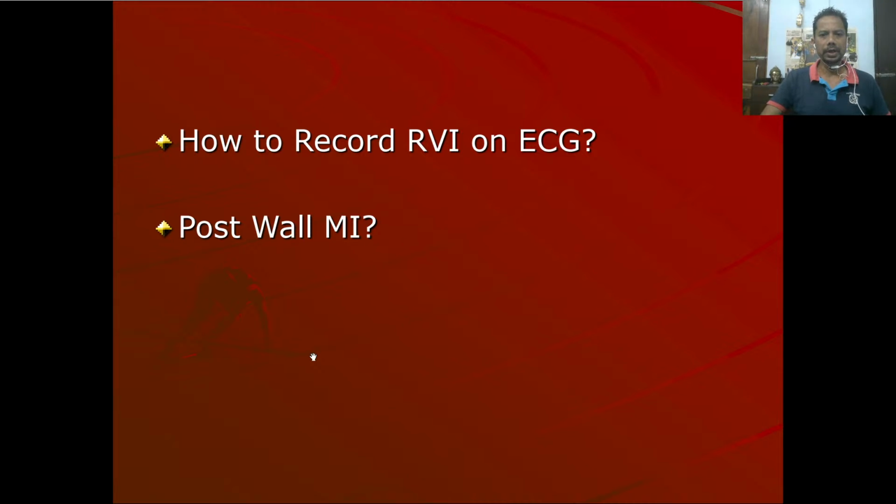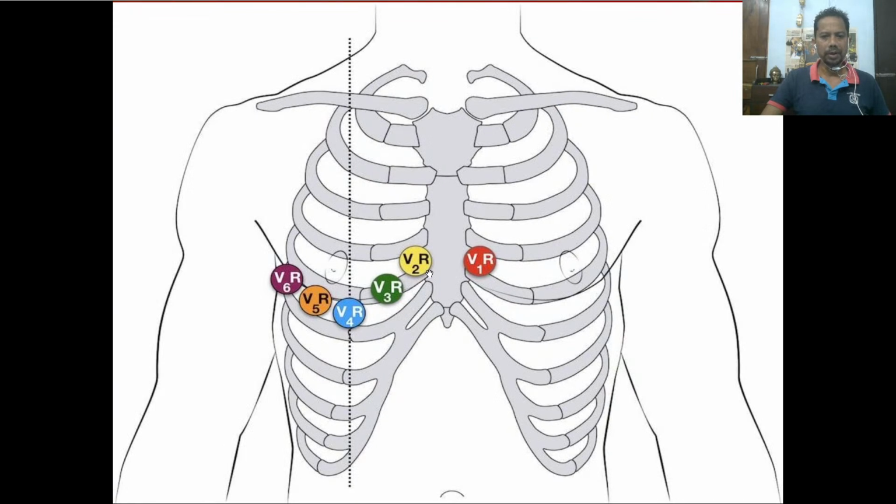So how to record an ECG? How to record RVMI, posterior wall MI? I've already told you. You have to place the leads on the right side. Heart is out here. To record the right ventricle, V1R, V2R, V3R, V4R, V5R, V6R. We need basically V3R, V4R. And sometimes we record the ECG posteriorly also, like V1, V2, V3, V4, V5, V6. Then posteriorly we take V7, V8, V9, V10 on the left side. That is to record posterior wall MI.